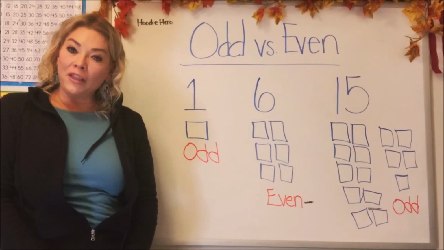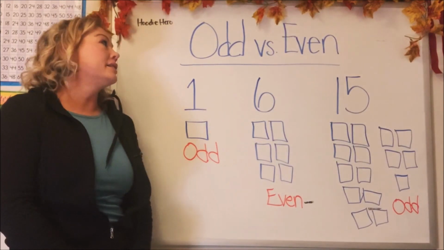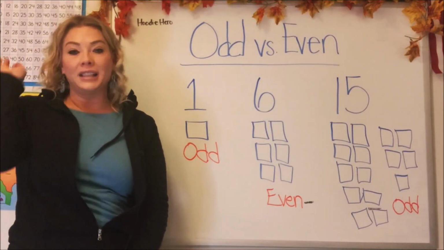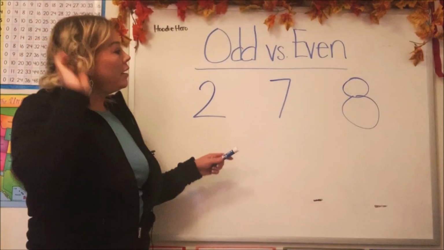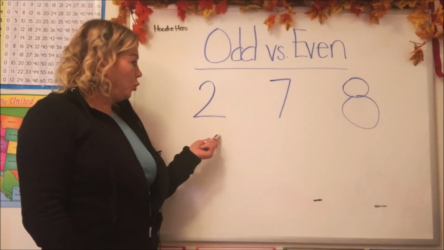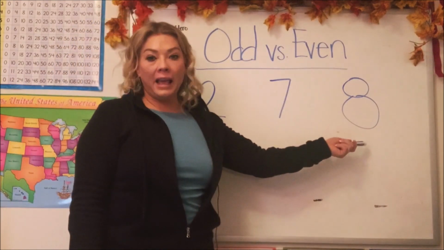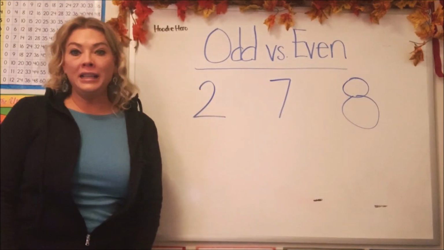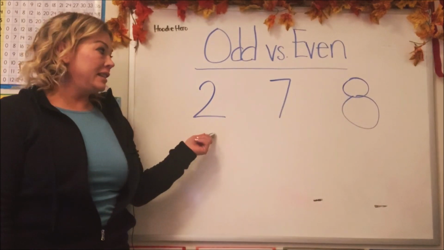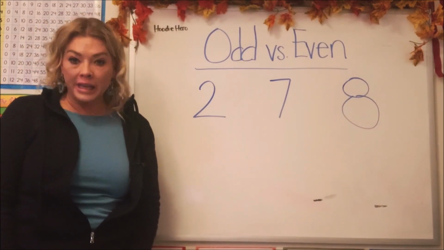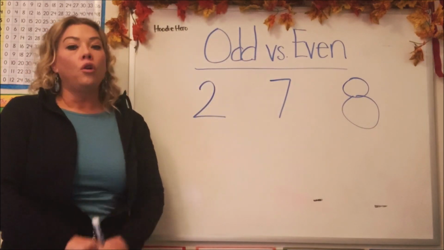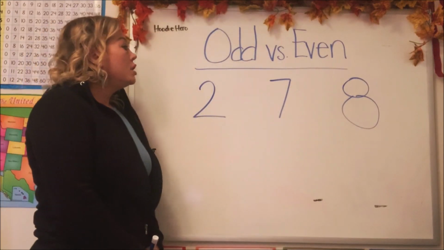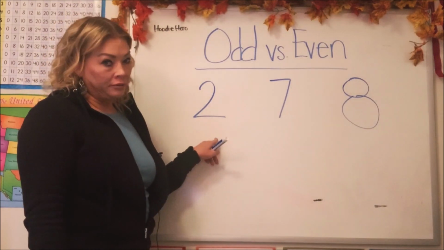Okay, let's try another exercise when learning odd versus even. Okay, guys, now I have written 3 numbers up here on the board, 2, 7, and 8, and we need to work together to decide if these numbers are odd or even. Now remember, even means they can pair up evenly with a buddy or friend. So let's start with the 2, okay?